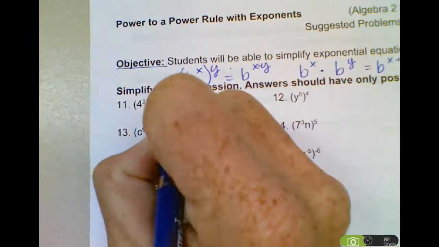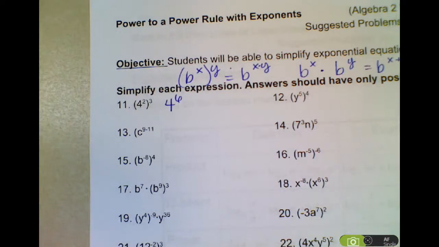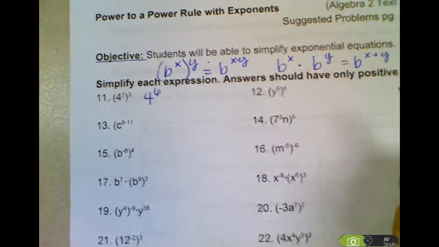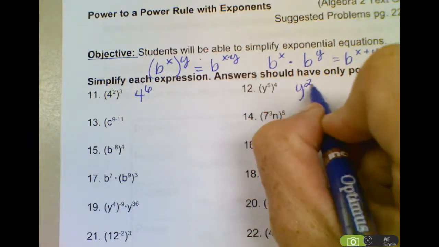So 2 times 3 is 6, so this should be 4 to the 6th. I'm not requiring you to multiply these out right now. You know how to do it on your calculator for future reference, but you don't have to do it right now. y to the 5th to the 4th, I need to multiply those together, so that gives me y to the 20th.